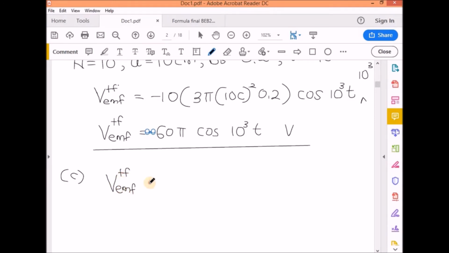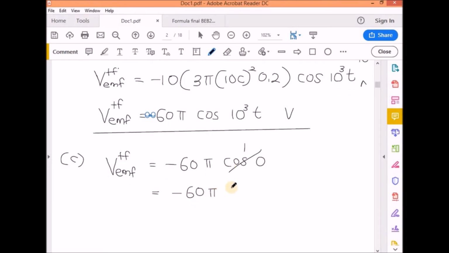This is transformer EMF. So when t is 0, it will become cos 0, which is 1. So you will get this one, right? So this one will be your voltage when the t equals to 0. Very direct question. No problem on this one? No. Okay, we go to D.